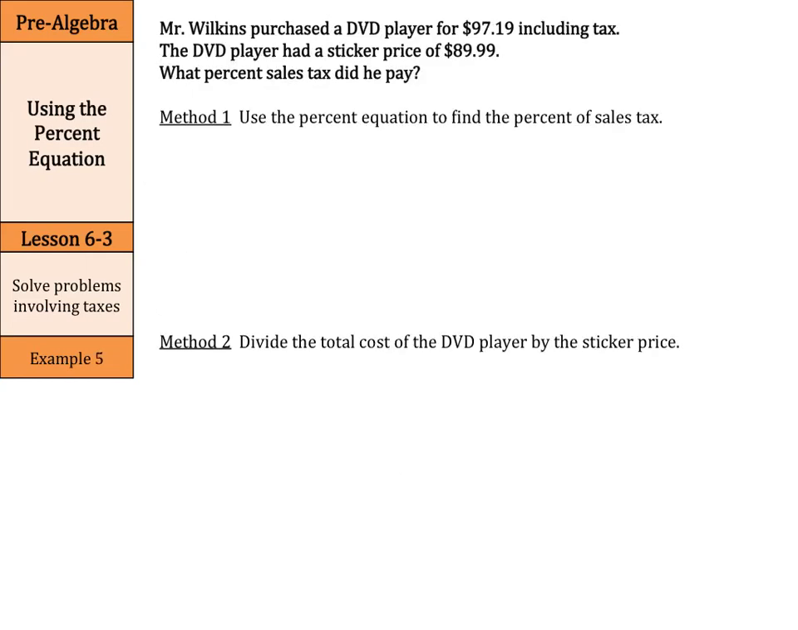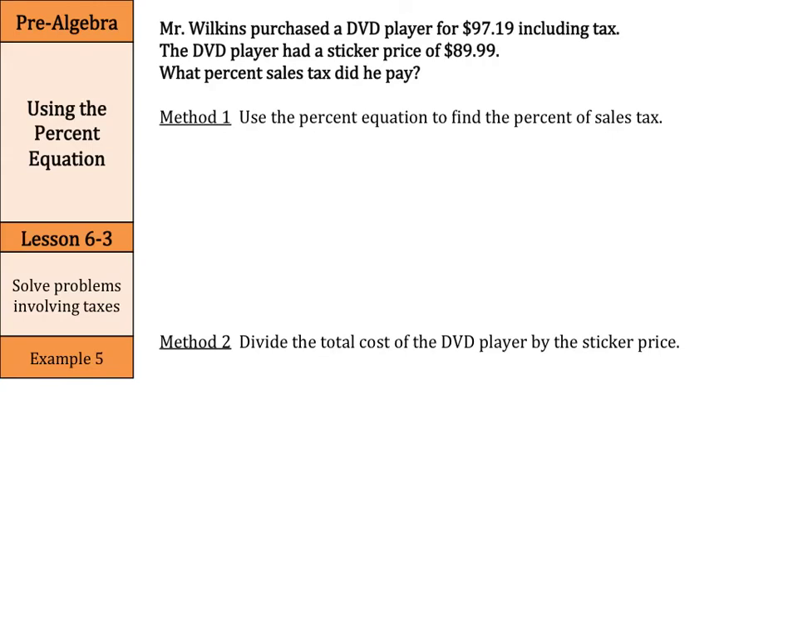Mr. Wilkins purchased a DVD player for $97.19, including tax. The DVD player had a sticker price of $89.99. What percent sales tax did he pay? And once again, we have two methods. Method 1 will be using the percent equation to find the percent of sales tax. And method 2 is to divide the total cost of the DVD player by the sticker price.